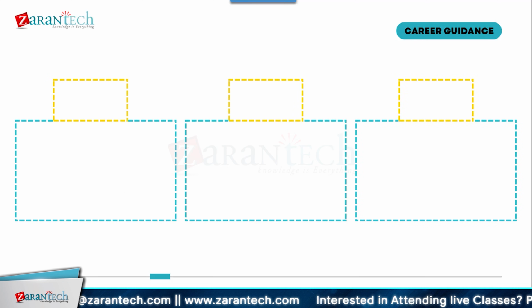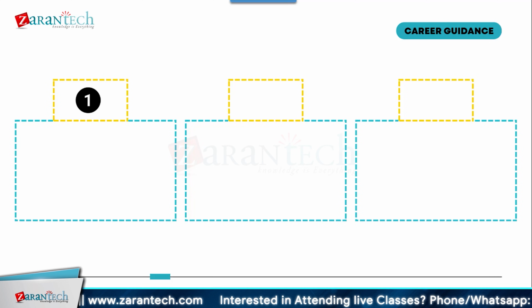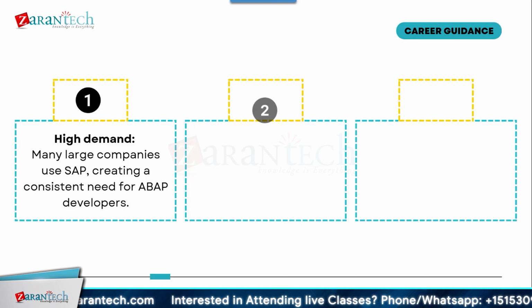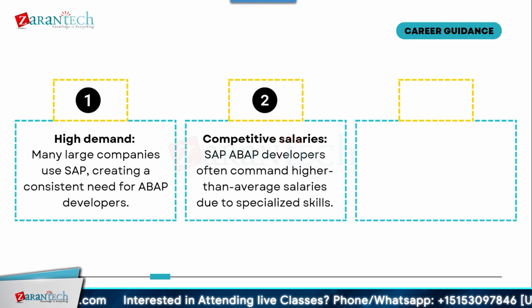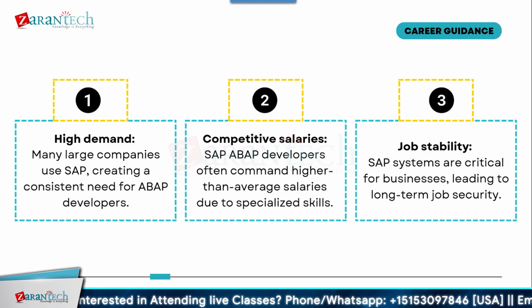ABAP developers are in high demand across various industries. Why? Because many large companies rely on SAP systems to manage their operations. With SAP being the backbone of enterprise software, there is a consistent need for skilled ABAP developers to create and maintain customized solutions for them. For example, companies like Coca-Cola and Siemens use SAP for everything from their inventory management to HR processes, and they need an ABAP developer to tailor these systems to their unique needs.